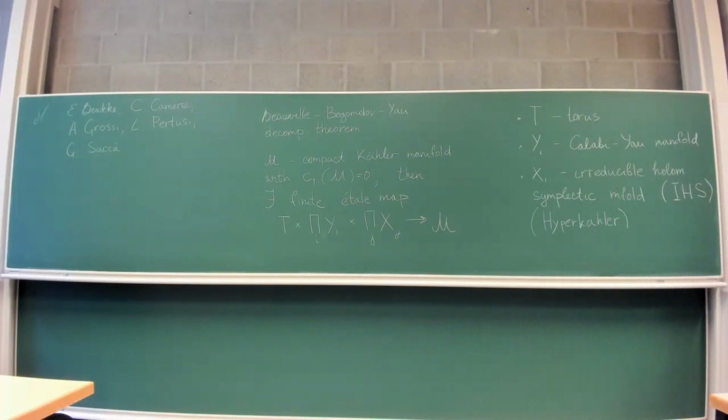And okay, we all know what a torus is. So these ones I will not define, but there are some classes of manifolds. And these ones are the ones that we will be interested in. And somehow one reason why they can be interesting is because they're the building blocks of varieties with trivial Chern class or trivial canonical bundle. So, right. And this is in the smooth setting.